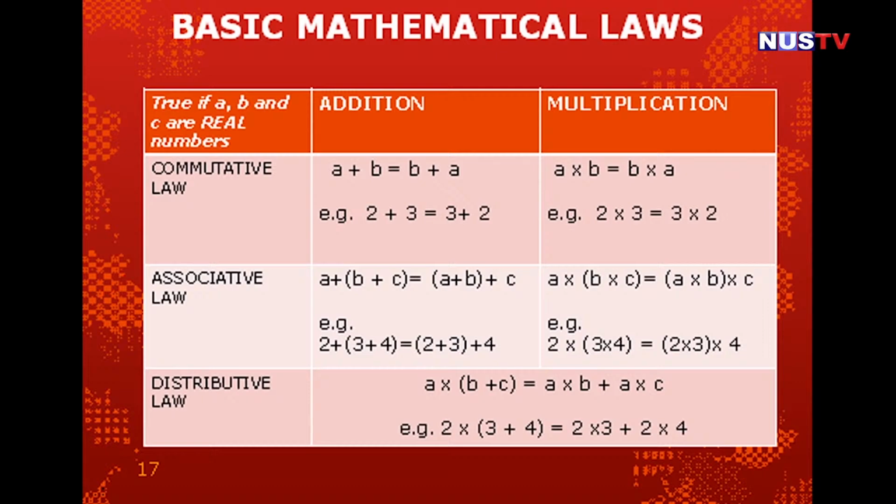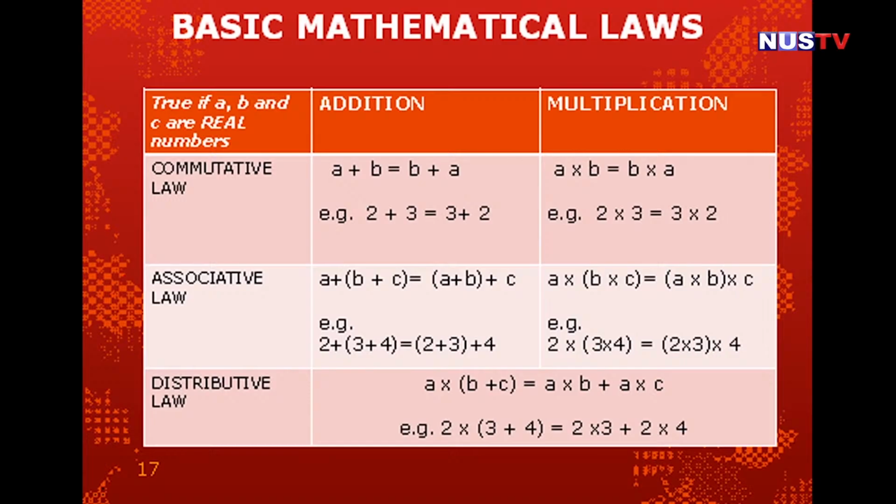In multiplication, the commutative law says A times B is the same as B times A. For example, 2 times 3 is the same as 3 times 2. They both equal 6. The other law for the basic mathematical laws is called the associative law.